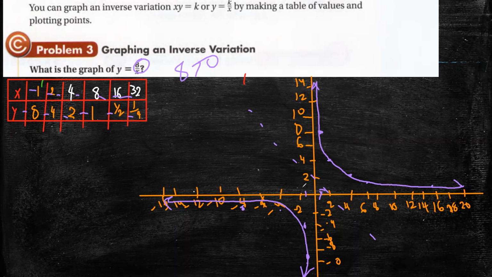Is it clear? So plot the points, put them on the x and y axis. Be careful, since k is greater than 0, it must be in the first and third quadrant, and it must not intercept the axis. Is it clear? Yes, miss, it's clear. Okay.